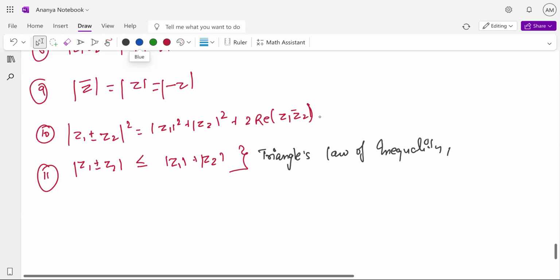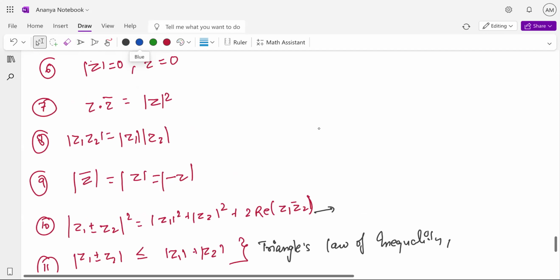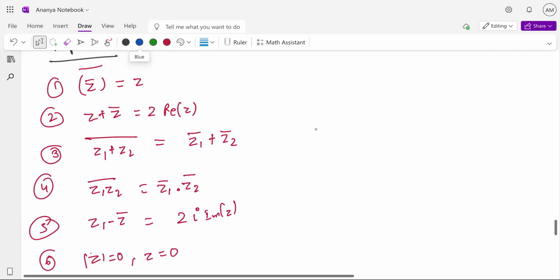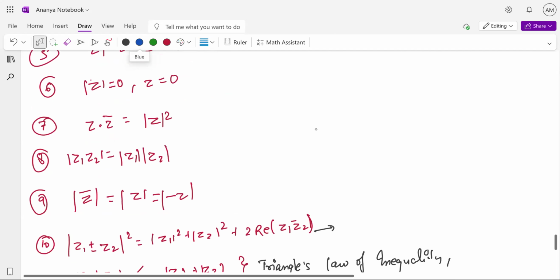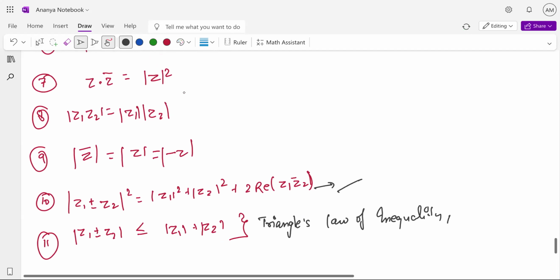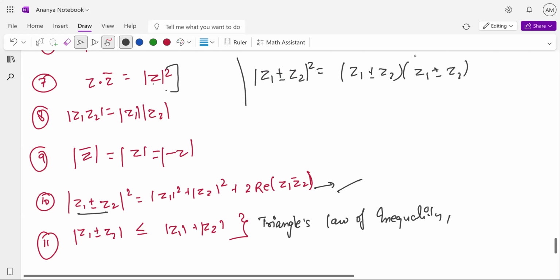If you want to prove this, you have to go with the previous method. Check the properties I must have mentioned in this part. Yeah, this one. If you want to expand this part, the tenth property, expand in this way. Just replace this with this. So z1 plus z2 square is nothing but z1 plus or minus z2 times z1 plus or minus z2.